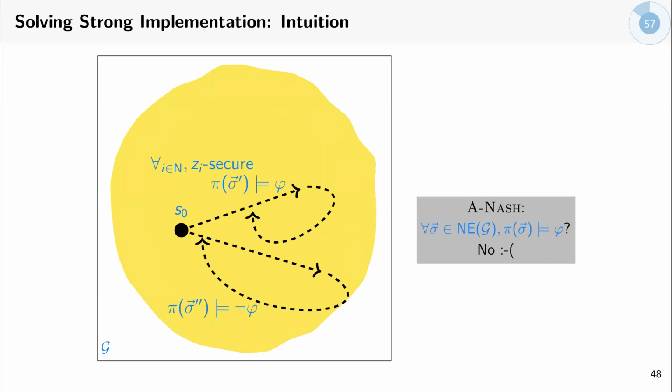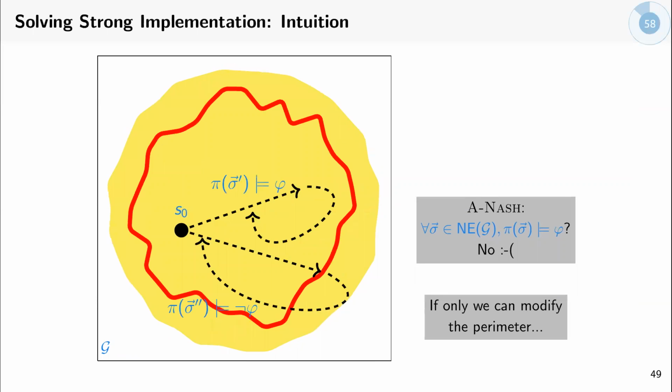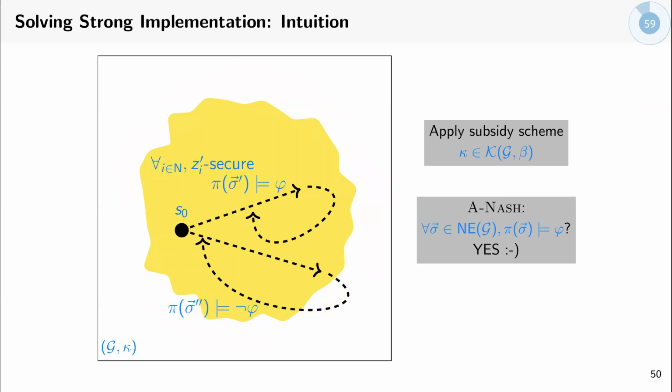And for strong implementation, it's similar. So suppose we have one run that doesn't satisfy our specification, then we want to make it smaller so that it goes outside. And we apply a subsidy scheme.